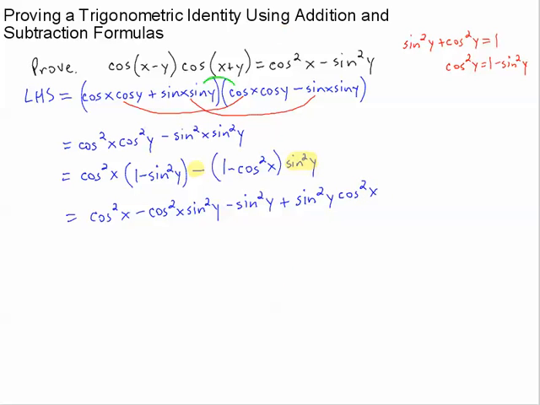Alright, so now I notice that I have negative cosine squared x sine squared y and positive sine squared y cosine squared x. So those two things are exactly the same, except one's positive and one's negative. So they add up to 0 and drop out. And now we have cosine squared x minus sine squared y, which is the right-hand side.